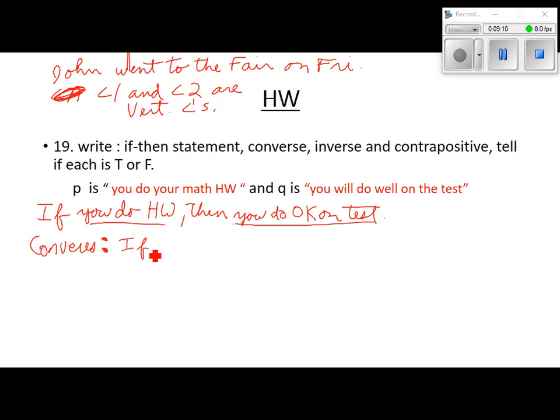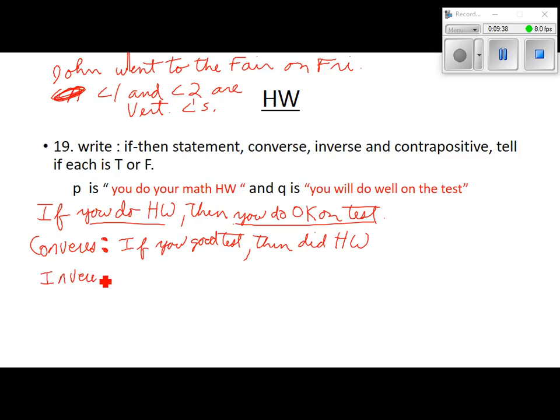So if you do good on the test, then what? Then you did your homework. All right, so let's go back because I forgot to do the true or false here. Let's wait till we get all the way done, then we'll go back over.